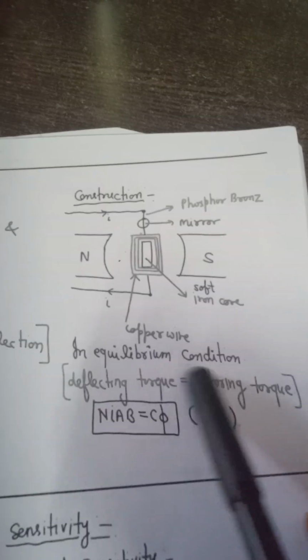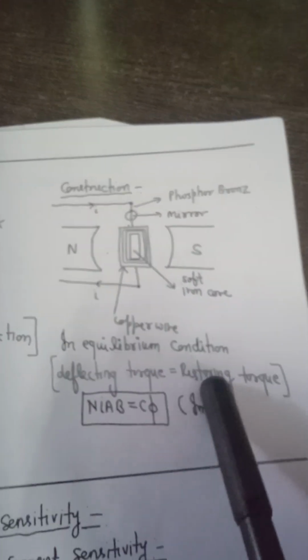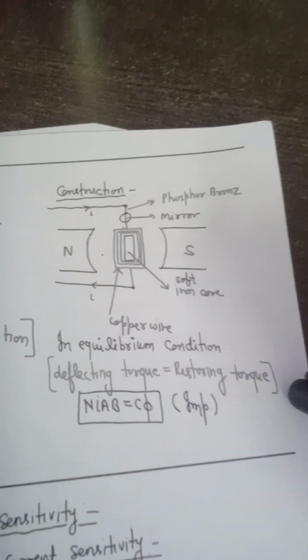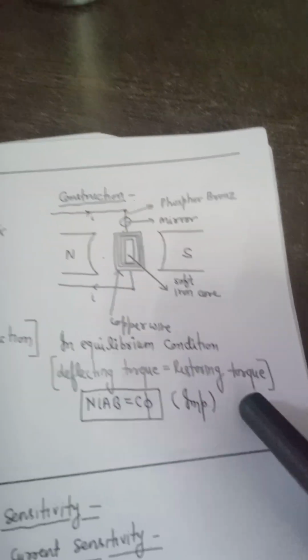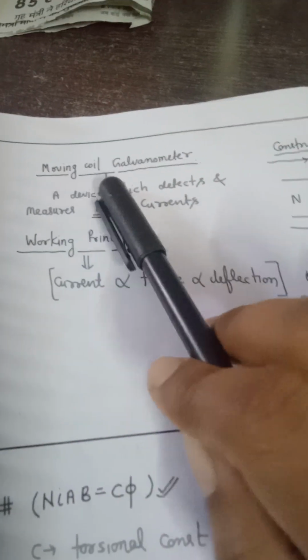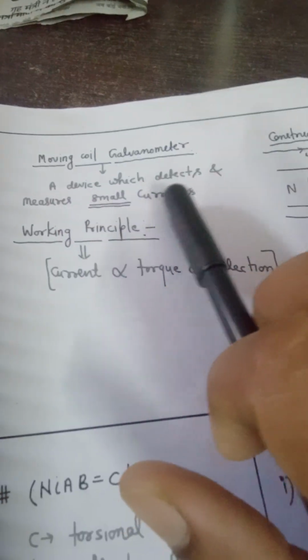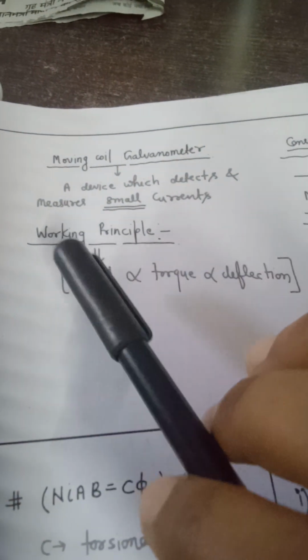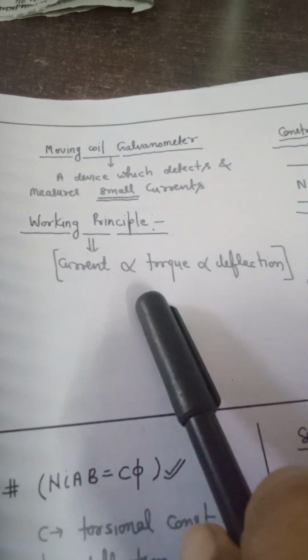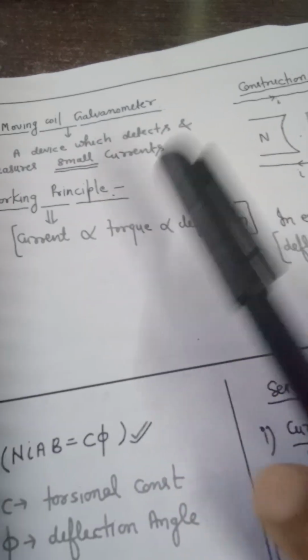So in equilibrium condition, deflecting torque is equal to restoring torque. So NIAB is equal to C phi. This is also important. So a moving coil galvanometer is a device which detects and measures small current. Working principle: current is directly proportional to torque, torque is directly proportional to deflection.